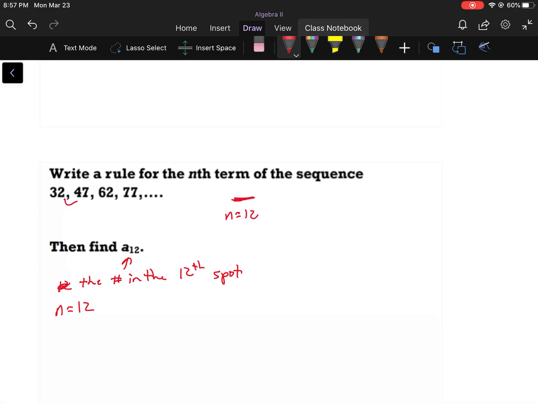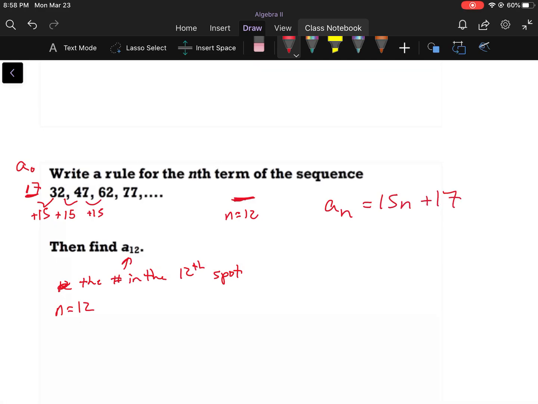Now, I could keep on using the common difference until I get to the 12th spot, or I could do it this way. It looks like I am adding 15 each time. So to go backwards, this a sub 0, or the 0 position number, take away 10, 22, 27, no, 17. So the rule would be a sub n is equal to 15n plus 17.